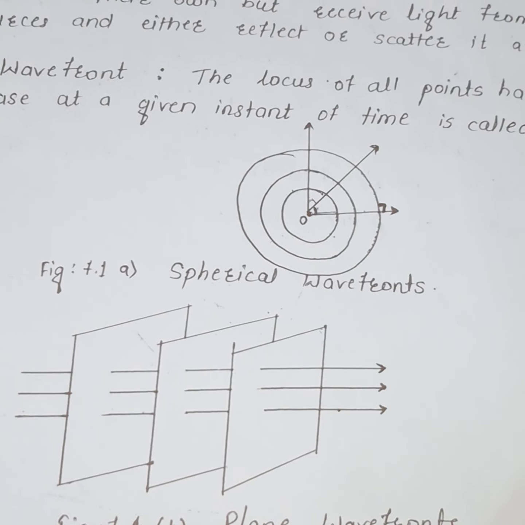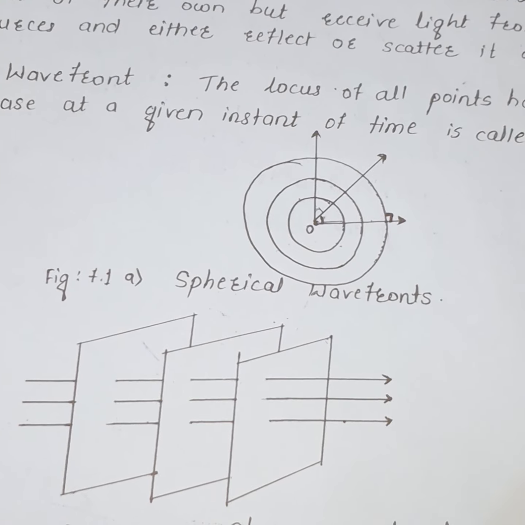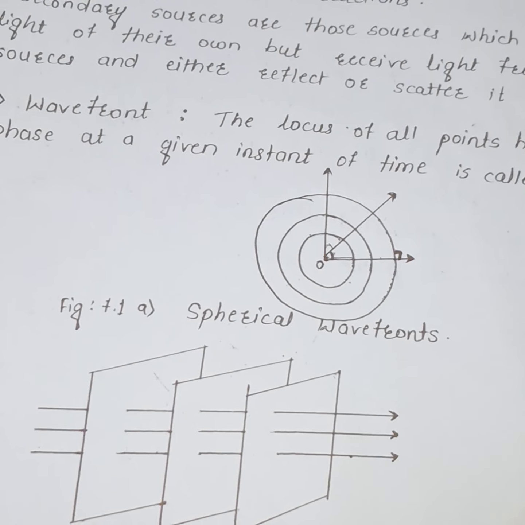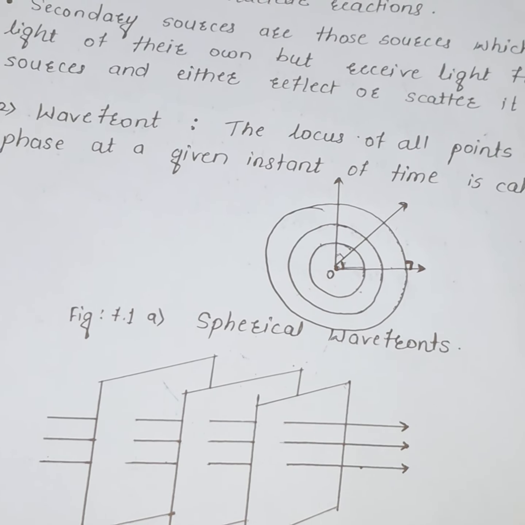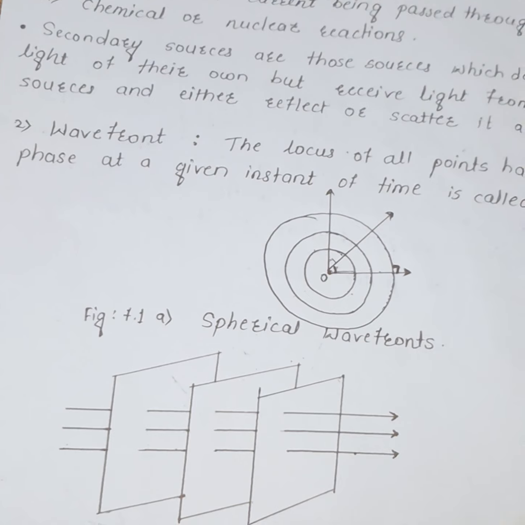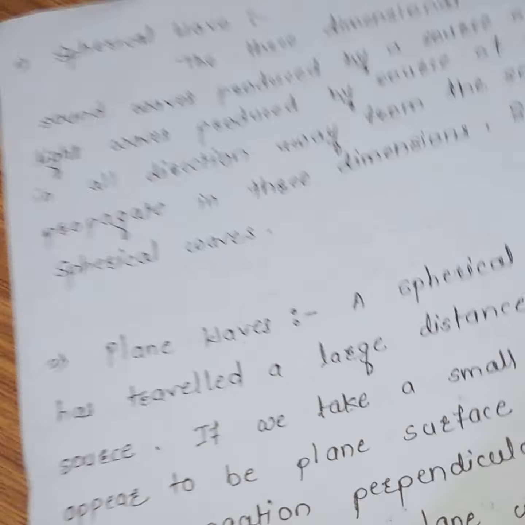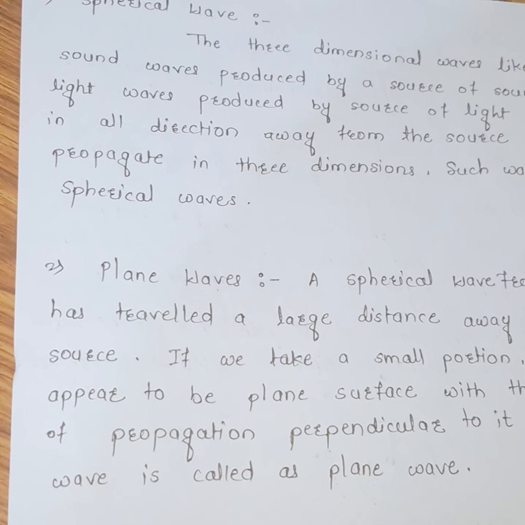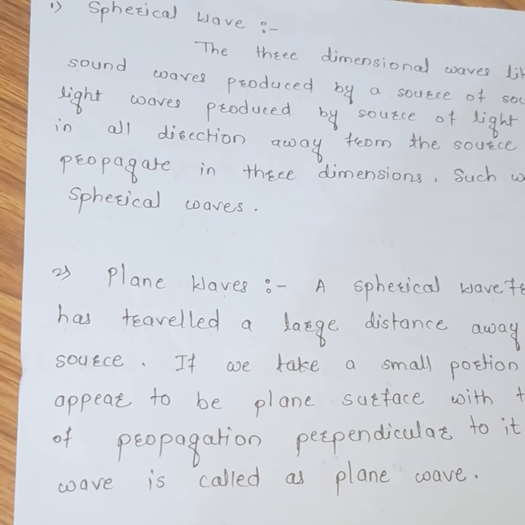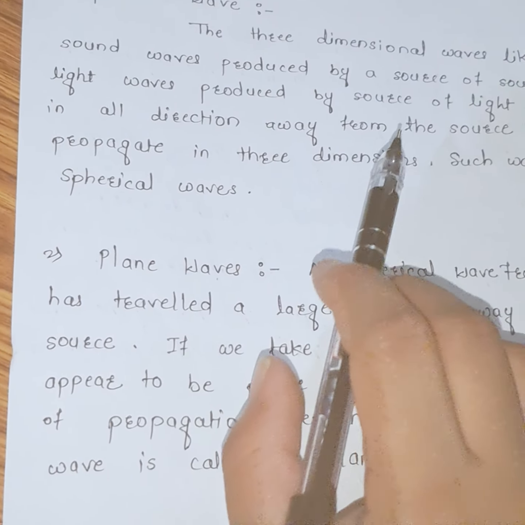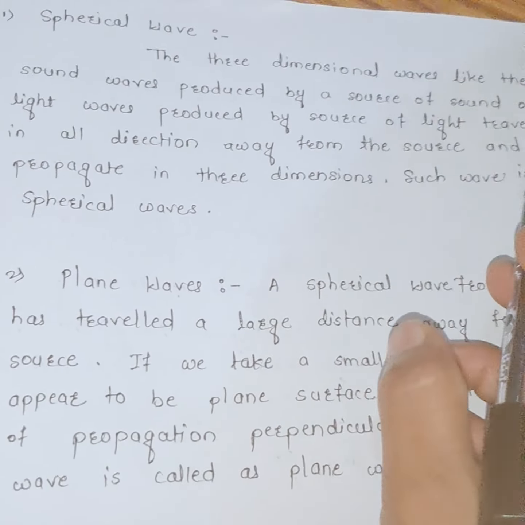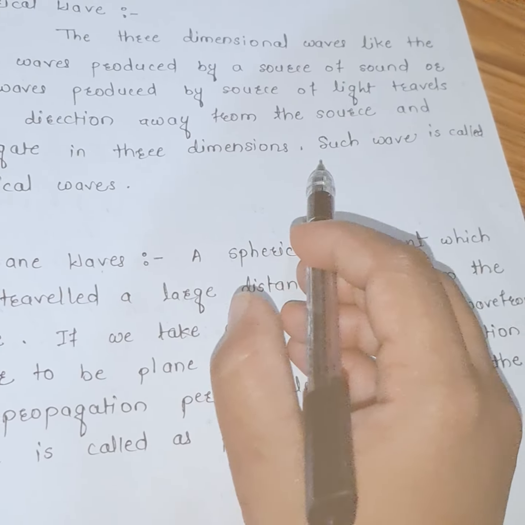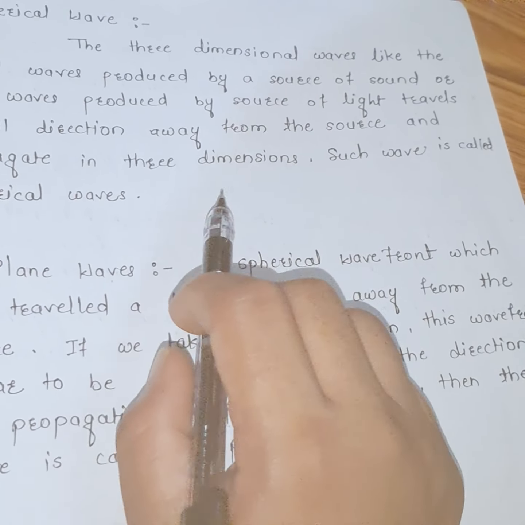The example of a spherical wavefront is when we drop a stone in water. When we drop a stone in water, it generates spherical waves. This is an example of spherical wavefronts. Then what is a spherical wave? A spherical wave is a three-dimensional wave, like sound waves produced by a source of sound or light waves produced by a source of light. It travels in all directions away from the source and propagates in three dimensions. Such waves are called spherical waves.